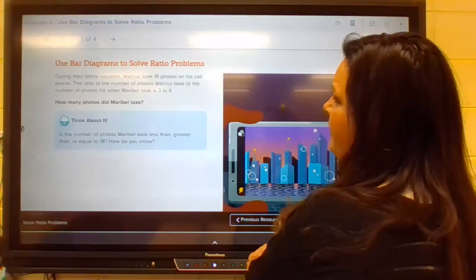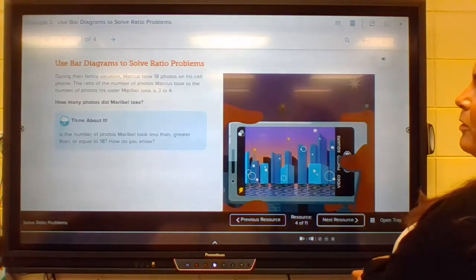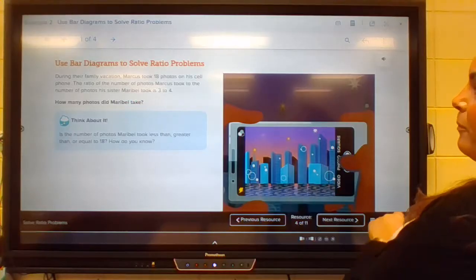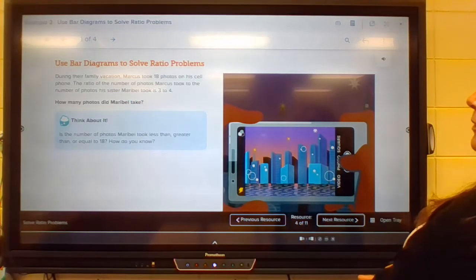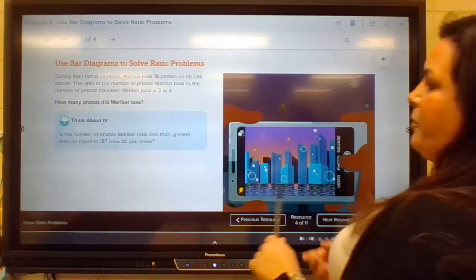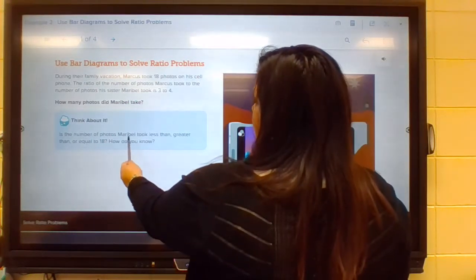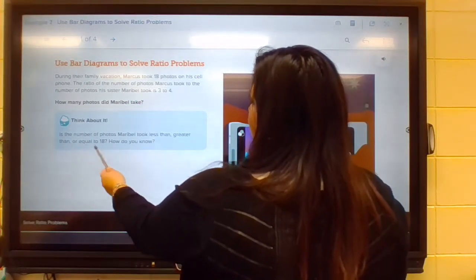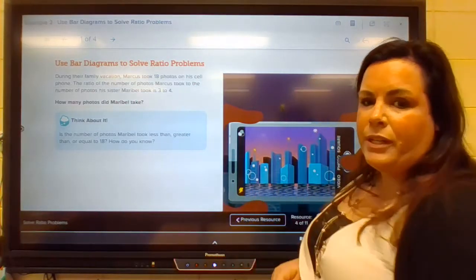So during their family vacation, Marcus took 18 photos on his cell phone. The ratio of the number of photos Marcus took to the number of photos his sister Maribel took is 3 to 4. So how many photos did Maribel take? So we also need to think, is the number of photos Maribel took less than, greater than, or equal to 18? And how do we know? So that's our question to think about.